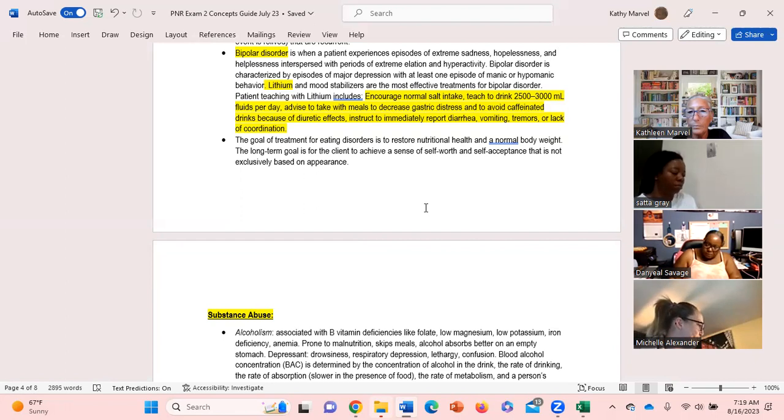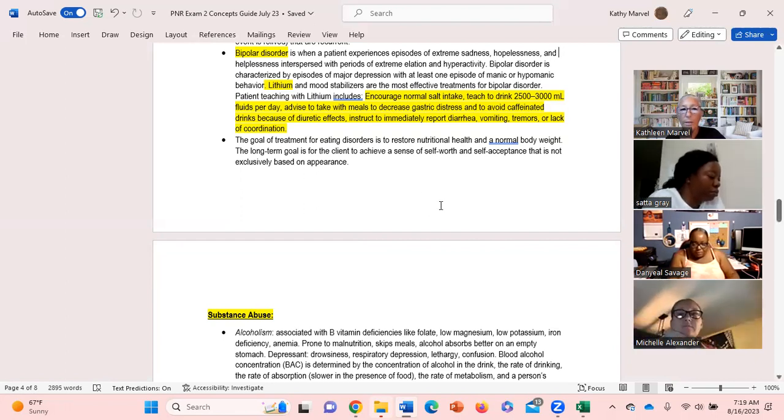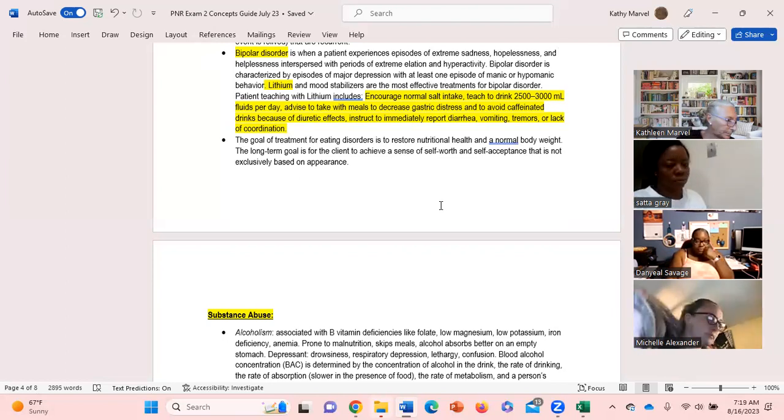Okay. So obviously the goal for a kid or somebody, a client, having an eating disorder is to try and restore their nutritional health and normal body weight, right? Long-term goals: achieve a sense of self-worth, self-acceptance, right? That's not based on just appearance alone.